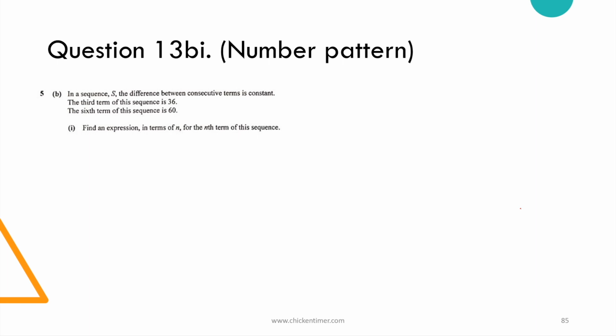Okay, 5b. We have a sequence. A sequence means it's a series of numbers. The difference between the consecutive terms is constant. So we can have A, B, C, D, E. The difference between the consecutive terms is constant, which means this is plus x, plus x, plus x, plus x.